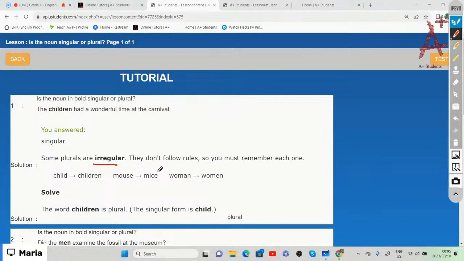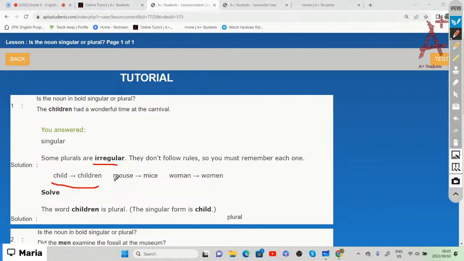But when it comes to irregular plurals, then we don't follow rules at all. You're just going to have to remember each one. You're going to have to remember what the singular word is, and then what the plural form or the plural word is of that specific word also, right? So, for example, one child, but the plural form for many: we can say one child, but many children. So, one child, two or more children, right? So, children.